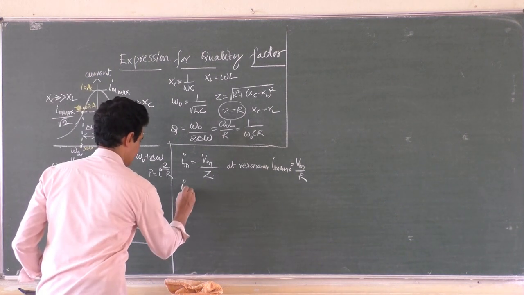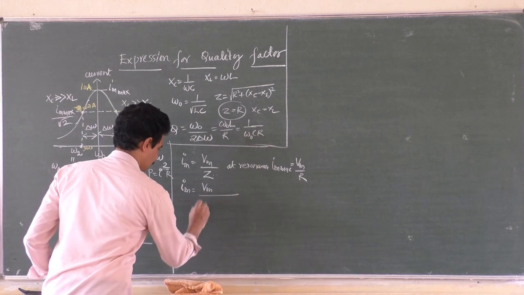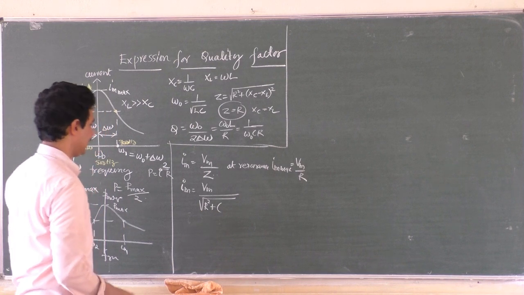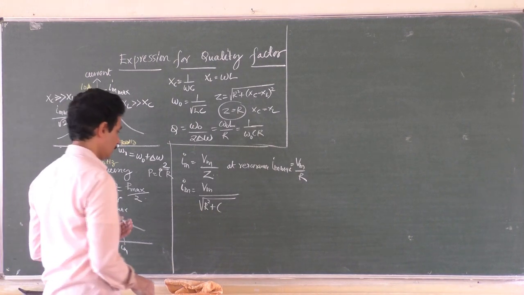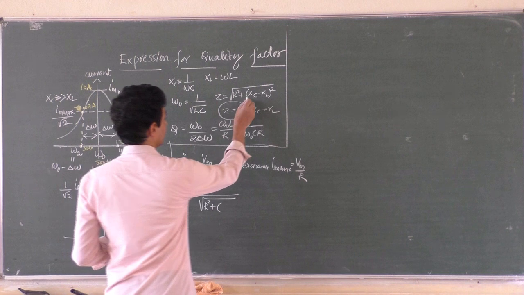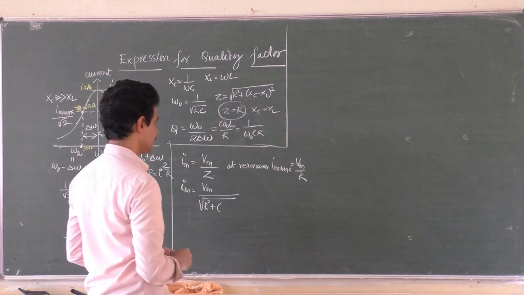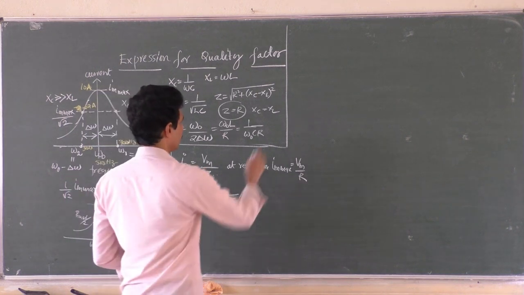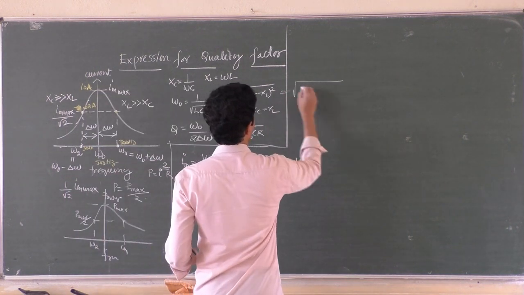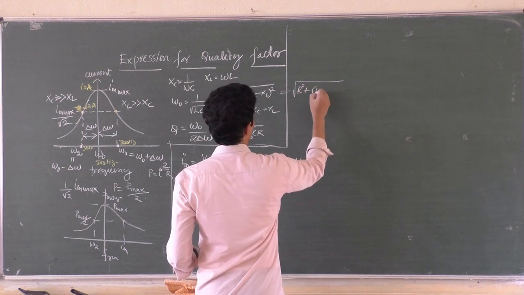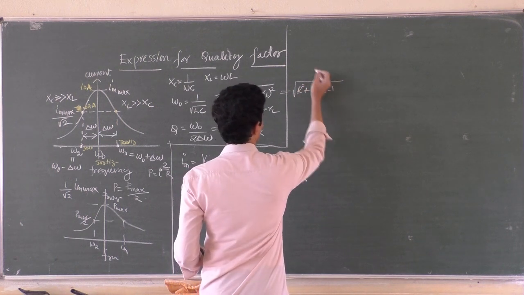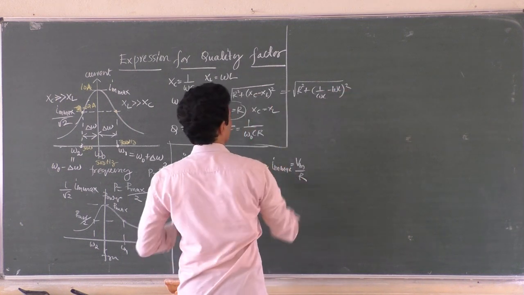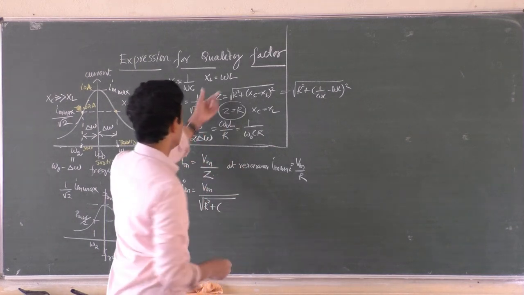Let us expand this. Im is equal to Vm by root of R squared plus (Xc minus XL) whole squared. Xc is 1 by omega c, XL is omega L. If you want to write this formula, it is root of R squared plus (omega L minus 1 by omega c) whole square, because Xc is 1 by omega c, XL is omega L, you know that.